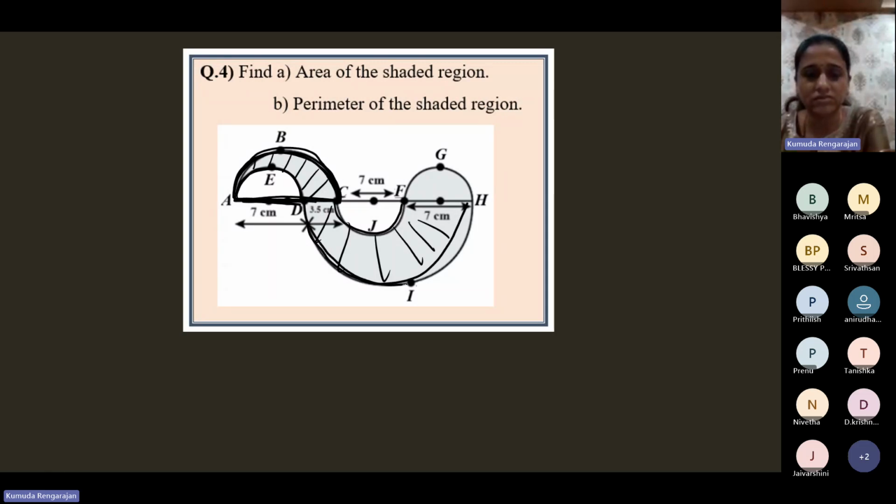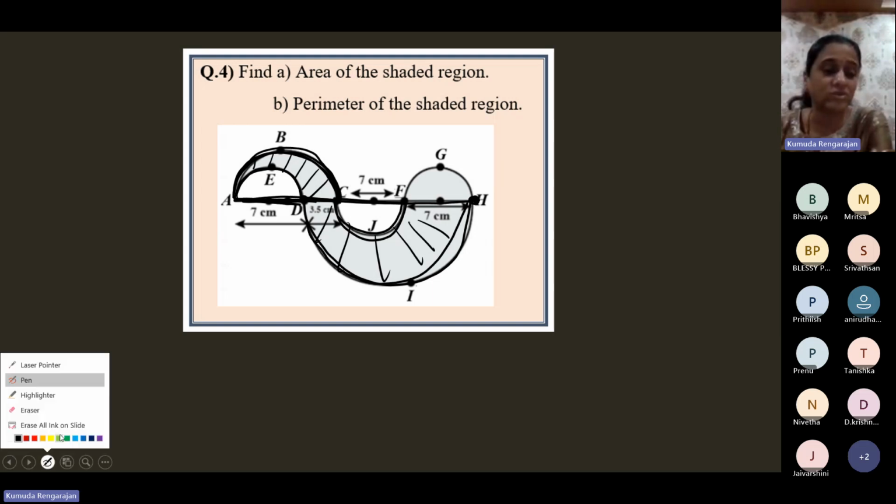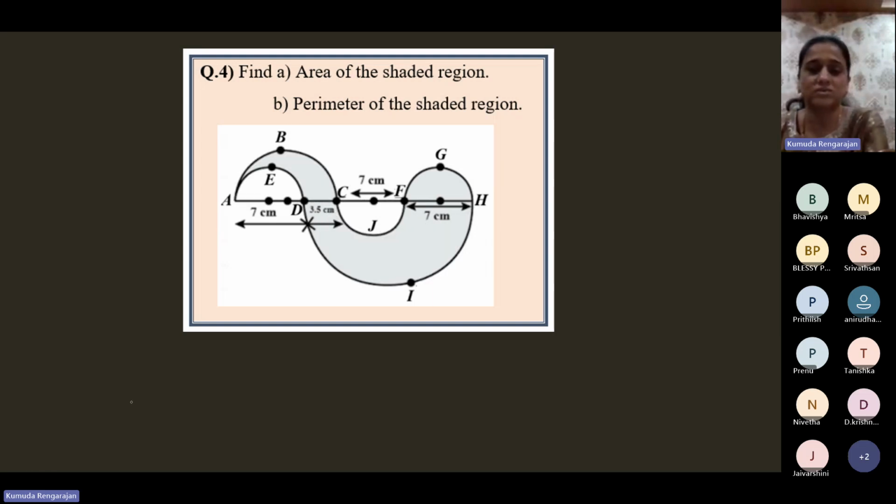If this is the semicircle, the diameter is from here to here, and half of that is the radius. For this semicircle, 7 is the diameter. So by mistake, if you take the radius as 7, then even if your formula and everything is right, your value substitution is wrong, so you will lose marks.